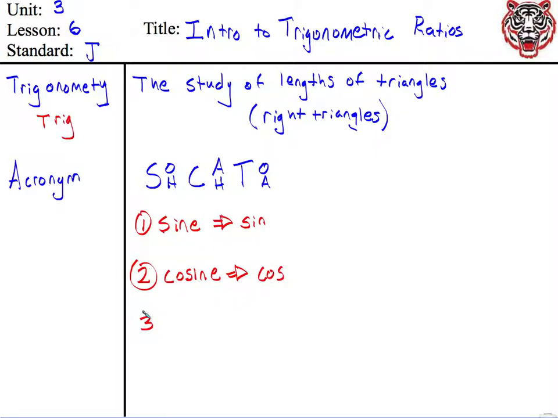And finally, guess what letter this one is going to start with? T. Yep. This is tangent. And what three letters should we use for tangent? T-A-N? Yeah, sure, tangent.